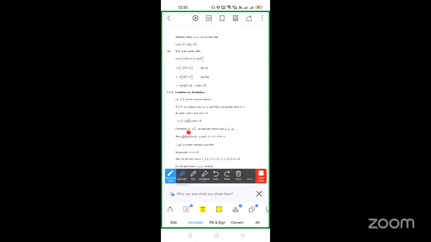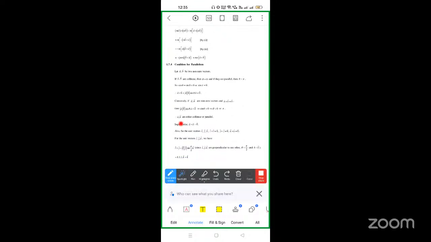Conversely, if A and B are non-zero vectors and A cross B is equal to 0, then mod A into mod B sin theta n is equal to 0. That implies sin theta is equal to 0, so theta is equal to 0 or pi. So A and B are either collinear or parallel. In particular, A cross A is equal to 0. Also for unit vectors i, j, k: i cross i is 0, j cross j is 0, k cross k is 0.